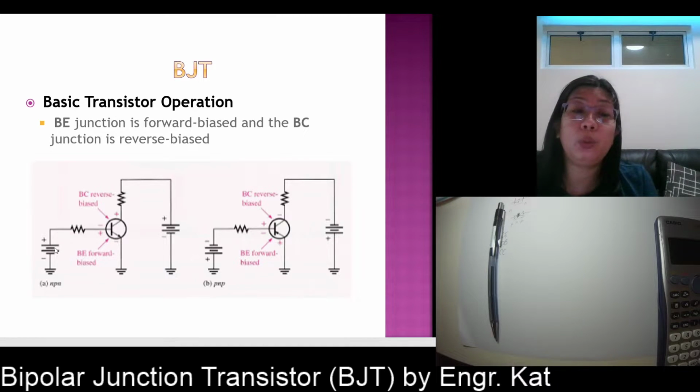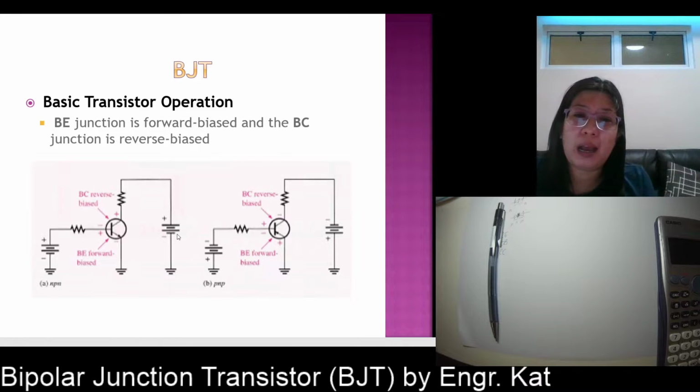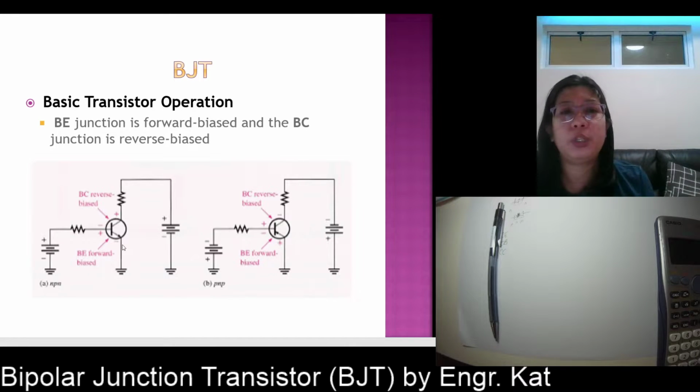So we are going to connect the positive terminal to the base and then the negative terminal to the emitter. So the base is P-type and the emitter is N-type. While reverse biasing, we're not going to consider this source here because this source is connecting the collector and the emitter. So what we have here is the base to collector.